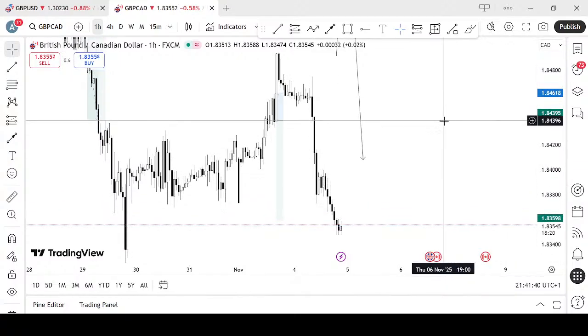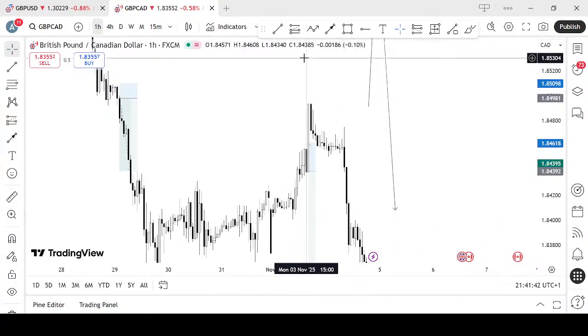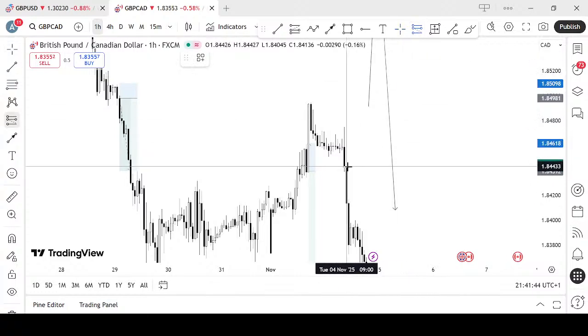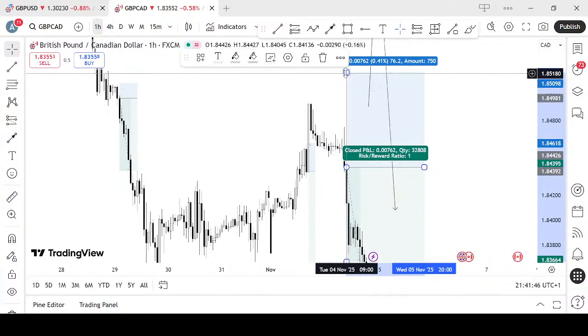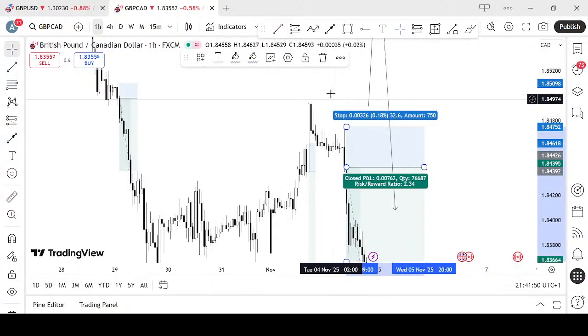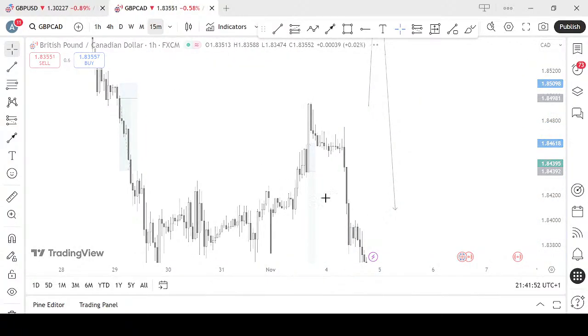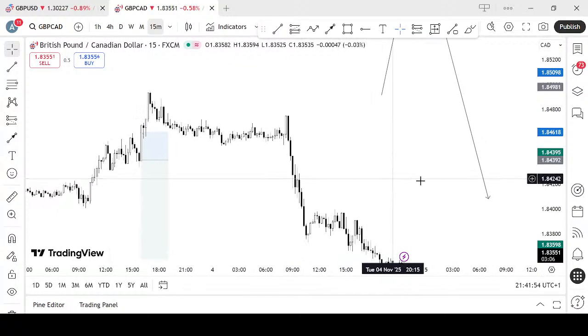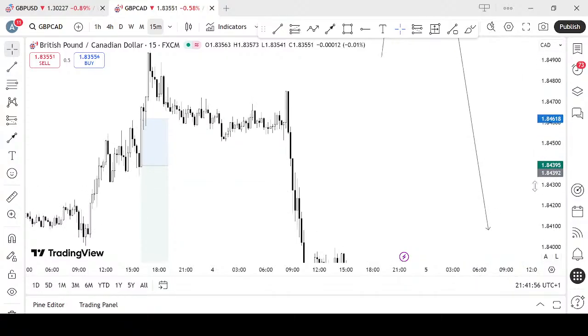Okay, even on the 1 hour, you can see the large engulfing candle. Let's see if it's not more than 20 pips. And, oh, that's very large. That's like 32 pips. That's too large for me. Let's check the 15 minutes if there's another entry on it.